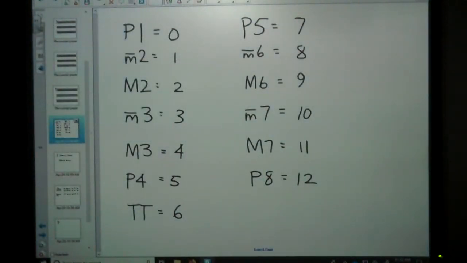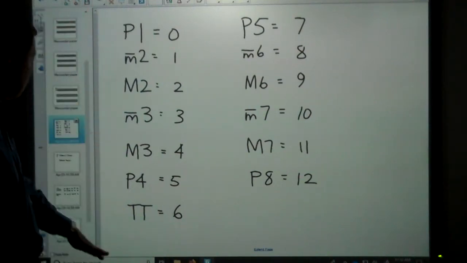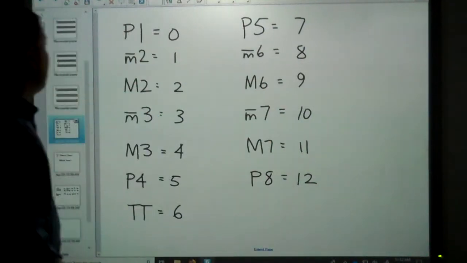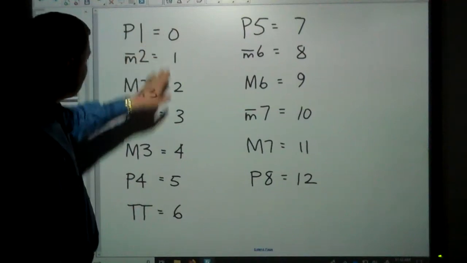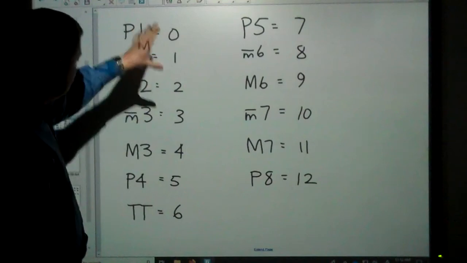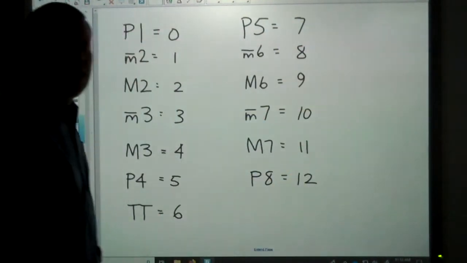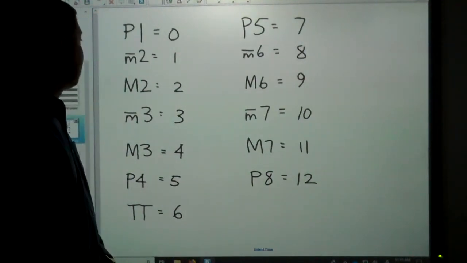So what I have on the board right now is a list of all the traditional intervals that we have learned ever since Theory 1 over in the left column here. And then on the right side of each column I have the number of half steps contained within each of those traditional intervals. So here on the right side of this column and then on the right side of this column you can see the number of half steps contained within each traditional interval.